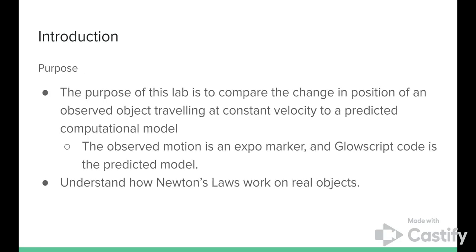So our introduction, the purpose of this lab is to compare the change in velocity of an observed object traveling at a constant velocity to a predicted computational model, like I said, the GlowScript. The observed motion is an expo marker, and GlowScript code is the predicted model, like I said before. And then also we want to understand how Newton's laws works on real objects.